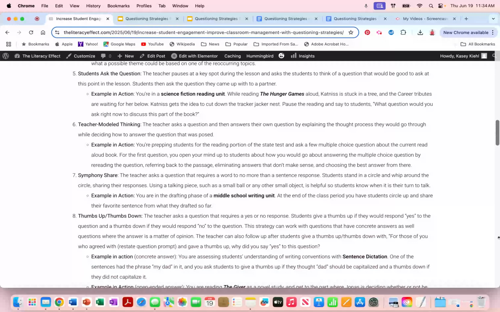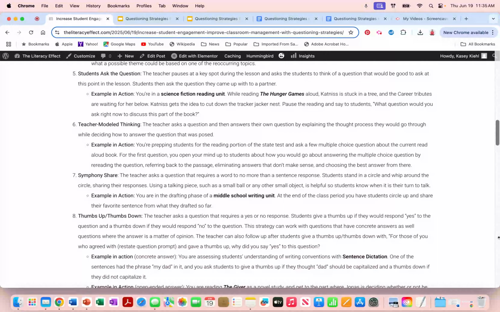Another questioning strategy is called students ask the question. This is where the teacher pauses at a key spot during the lesson and asks the students to think of a question that would be good to ask at this point in the lesson. So an example would be, you're reading The Hunger Games, Katniss is stuck in a tree, and the career tributes are waiting below for her.